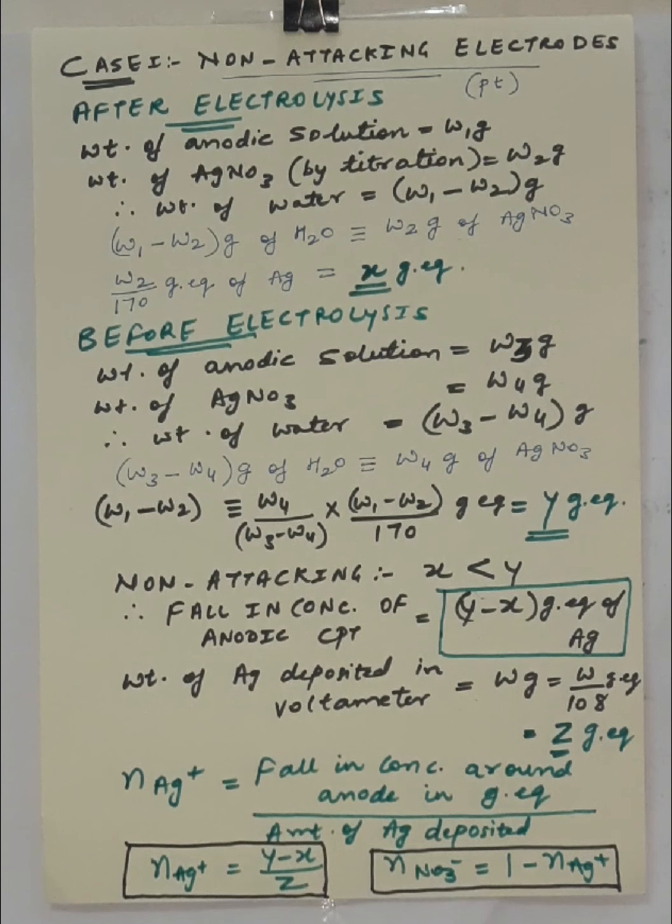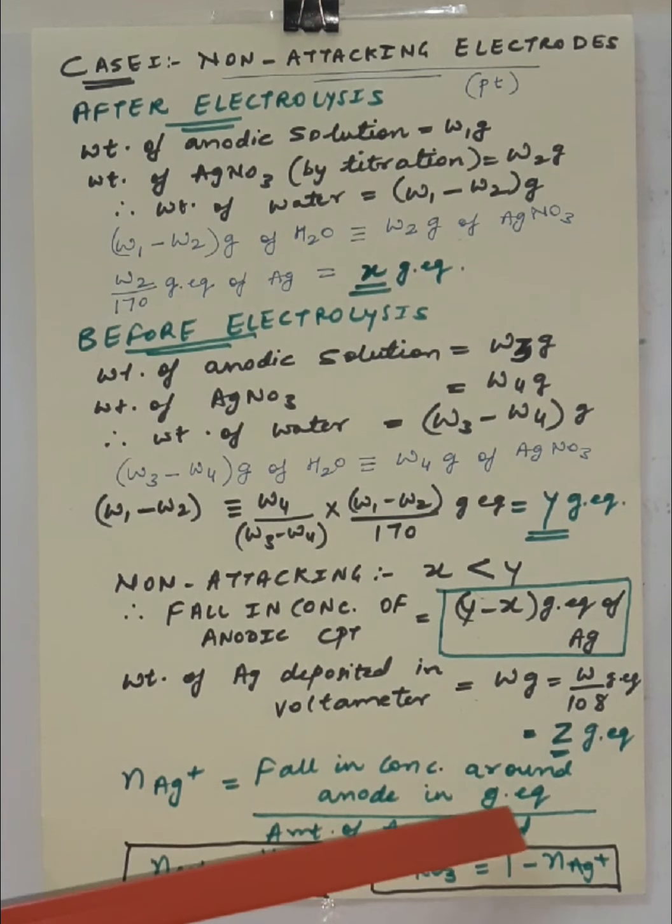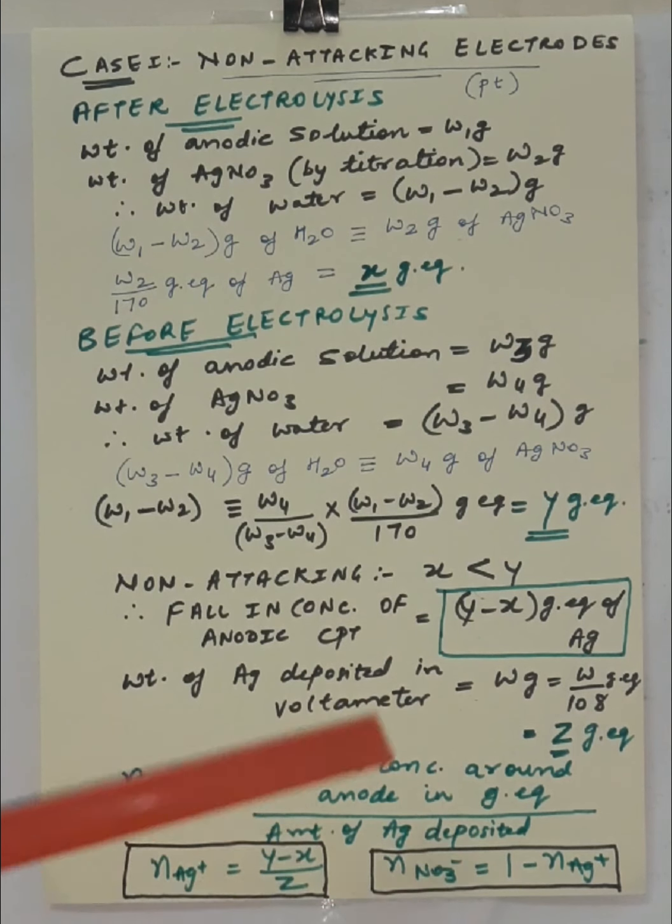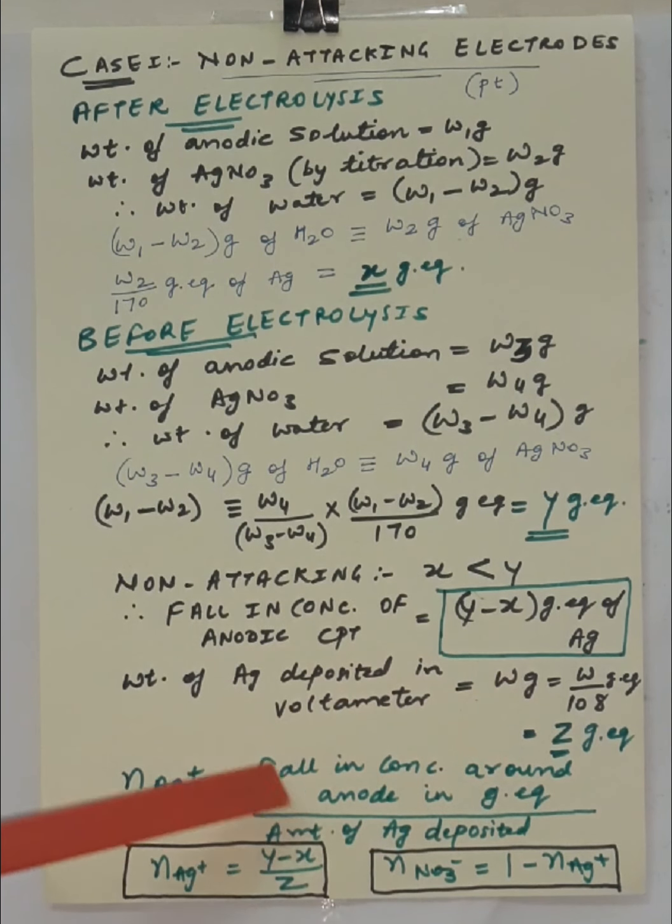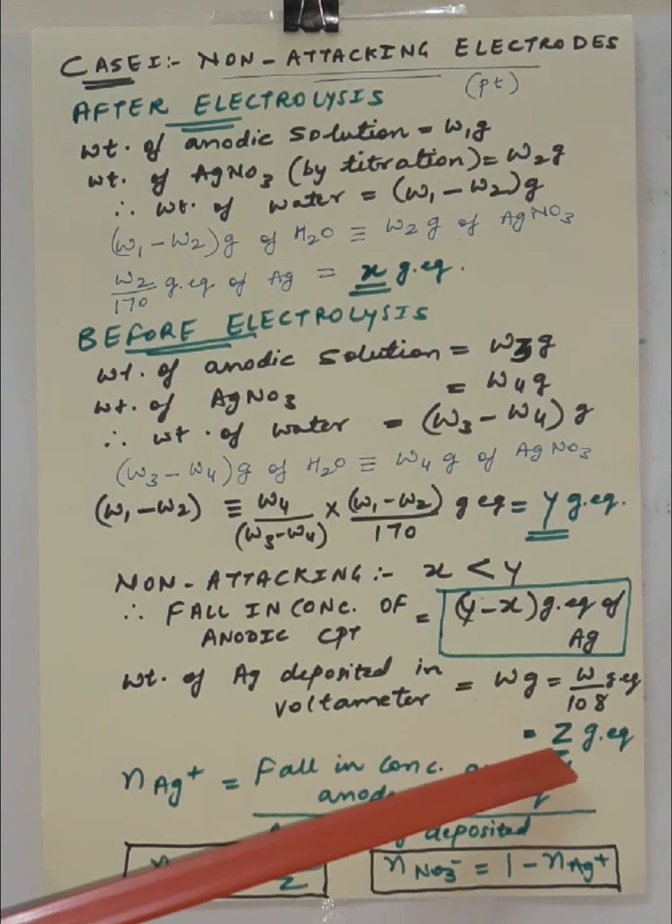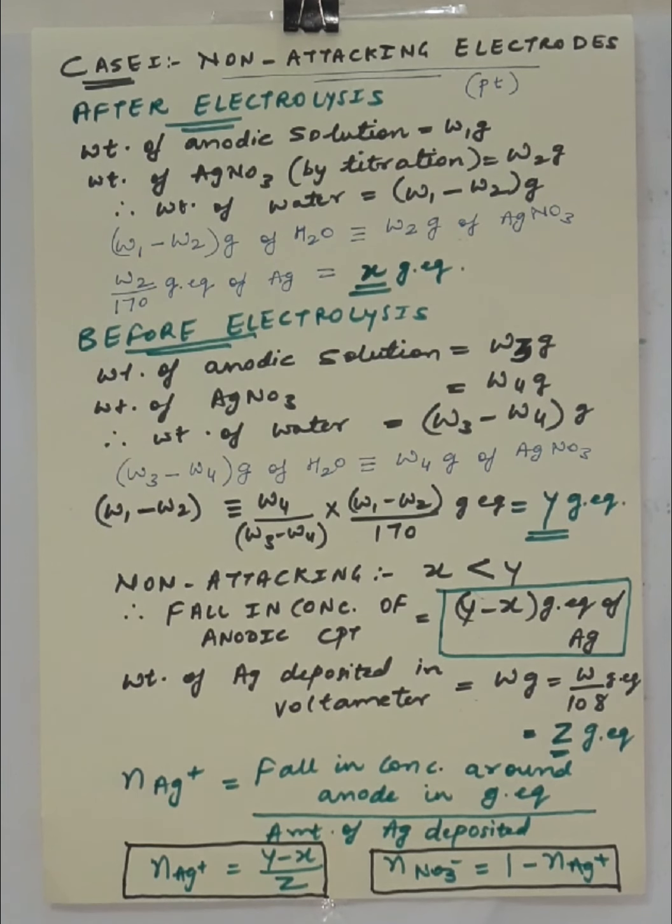So how can you find out the transport number of silver ion now? You will apply the formula we are almost aware of. What is the fall in the concentration around the anode? That is Y minus X. So that will be your numerator within the fraction. And the amount of silver deposited is Z. So that will be the denominator.